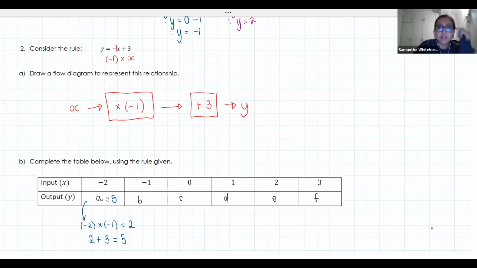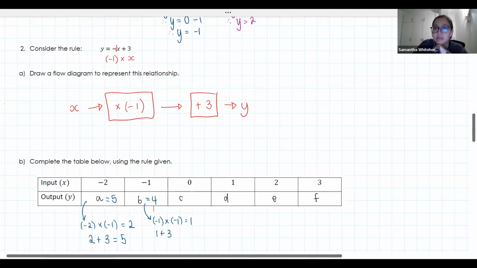Right, Tahira, would you like to give us the next one? B? Okay, so -1 multiplied by -1 equals +1. Good. And +1 plus 3 equals 4. Excellent. Well done. Again, guys, that conversation of a negative times a negative is a positive. Be very careful with your signs. Excellent, Tahira. Well done.